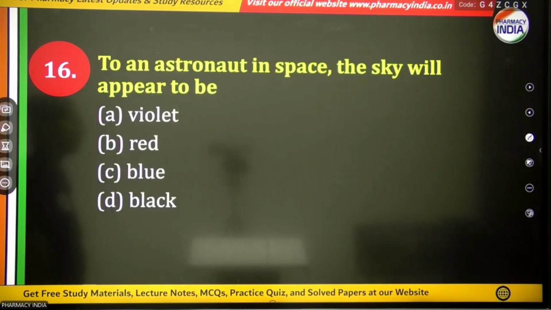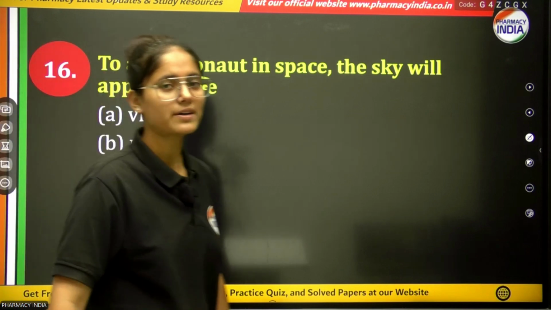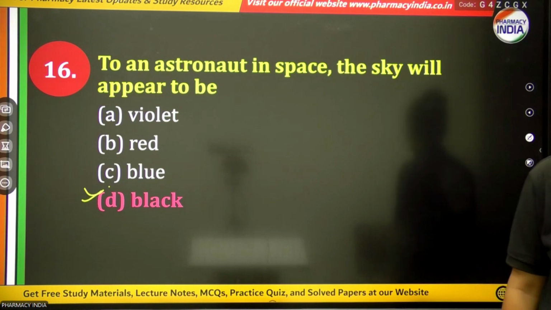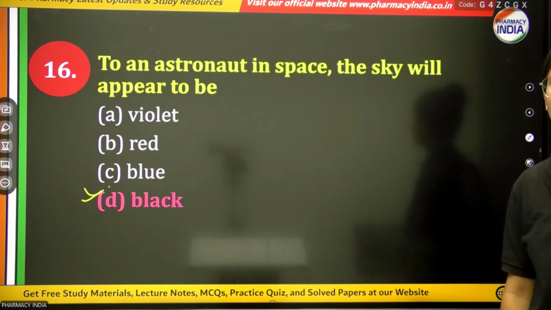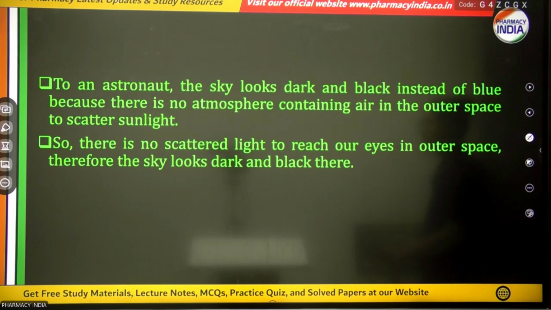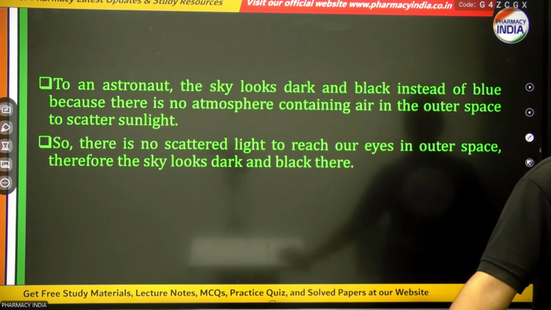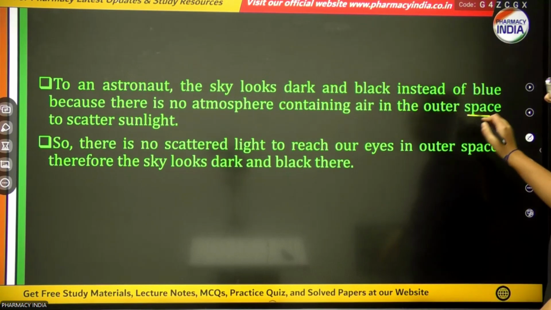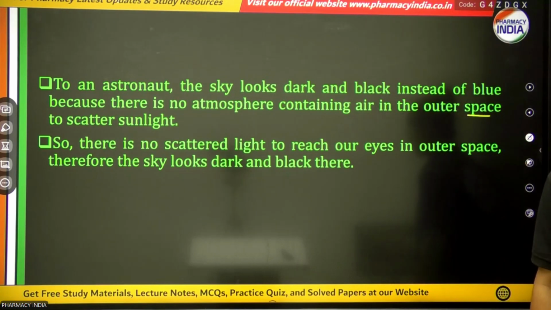To an astronaut in space, the sky will appear to be violet, red, blue, or black. This is a very obvious question. The correct option will be black. Why? What is the reason? Why will the sky appear black to an astronaut in space? The reason is, to an astronaut the sky looks dark or black instead of blue because there is no atmosphere, no air in space, to scatter sunlight.